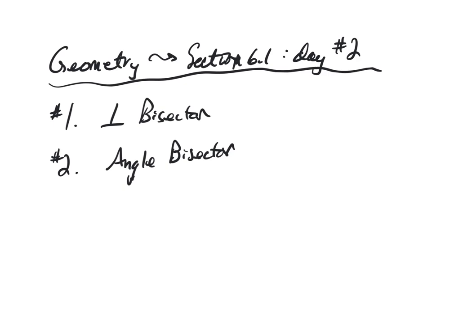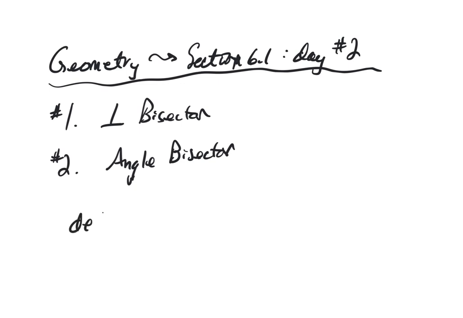Okay, good morning. Today we're going to finish off section 6.1 with our second type of line that we're going to draw within triangles. Again, yesterday we had a video about perpendicular bisectors, and today we're going to be looking at the next, which is an angle bisector. Just keep in mind, please, the word bisector means cut into two equal pieces. So yesterday we were cutting a segment into two equal pieces. Today we'll be cutting an angle into two equal pieces.